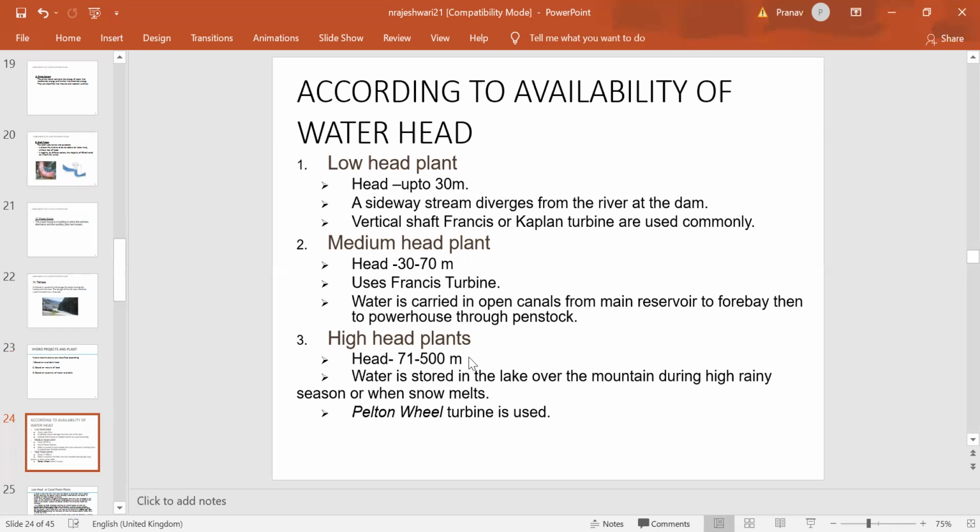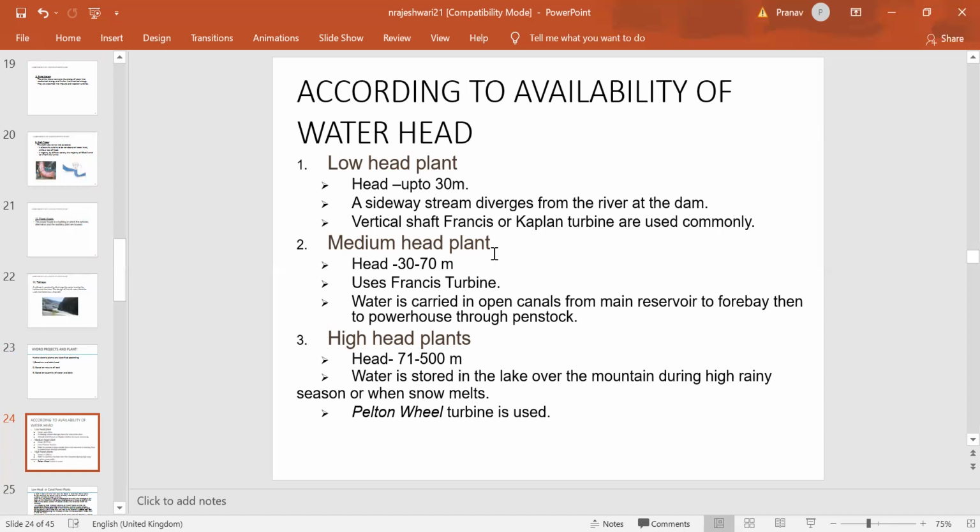According to the availability of water head, these are classified into low head plants. Head is up to 30 meters, and a sideway stream diverges from the river at the dam, and the vertical shaft Francis or Kaplan turbines are used commonly for this low head power plant.